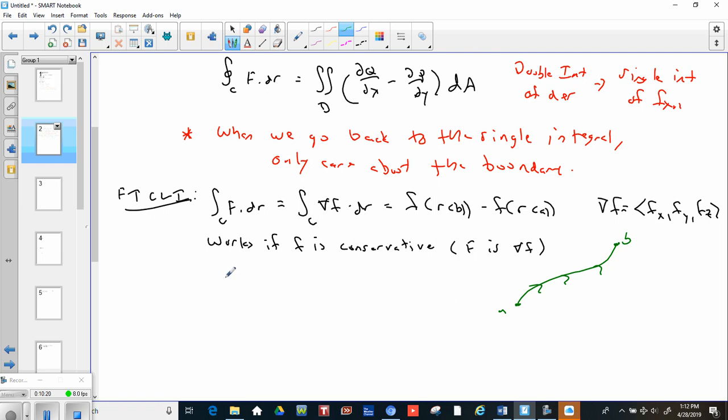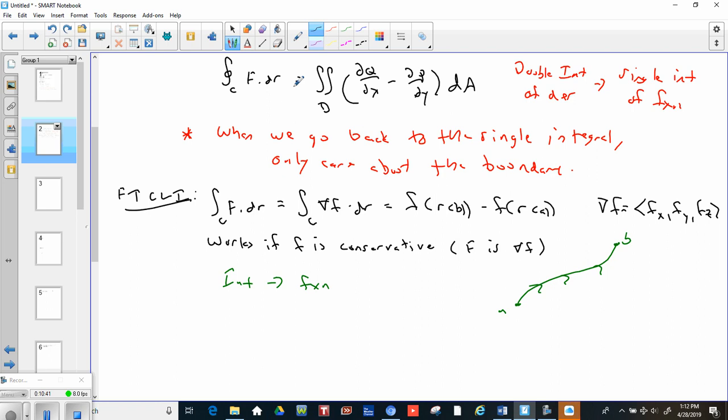Again, we're going from an integral to a function. So we start off with this integral, and we end up down to a function. Only the endpoints, only the endpoints matter in this case.